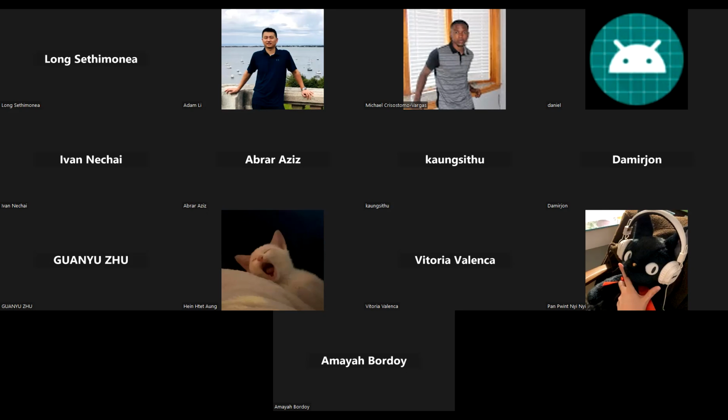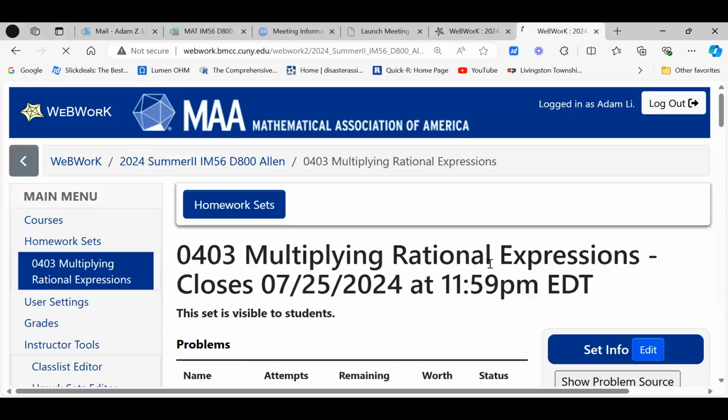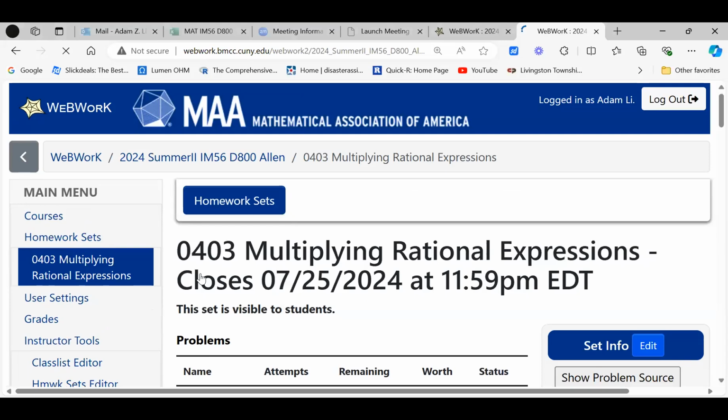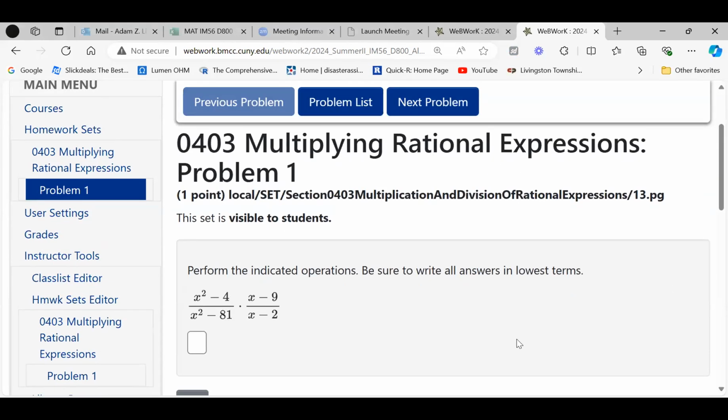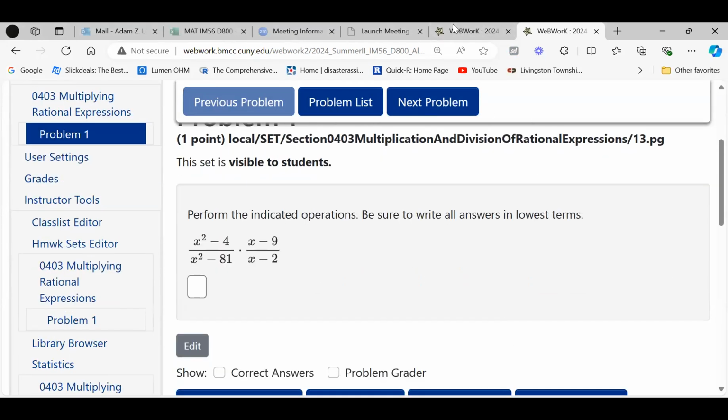Let's continue with the next topic, which is multiplying and dividing rational expressions. Let's start with the simple ones. Basically, when we multiply or divide rational expressions, we're going to use factoring. Most of the time, we just factor and then cancel the common factors on both the numerator and denominator, and then we go from there.